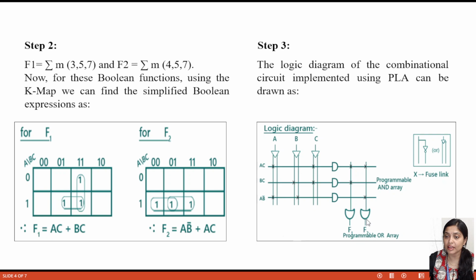Then F2 is A B bar plus AC. So this line is AC, so here we make a cross, and this line is A B bar, so here we make a cross. So the output of F2 is A B bar plus AC. We will not make a cross here because there is no BC component. So this is the F1 and F2 output, and this is the total logic diagram.